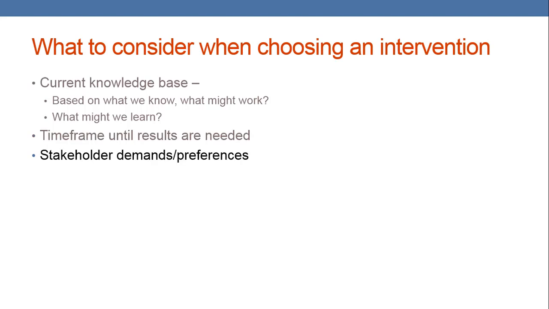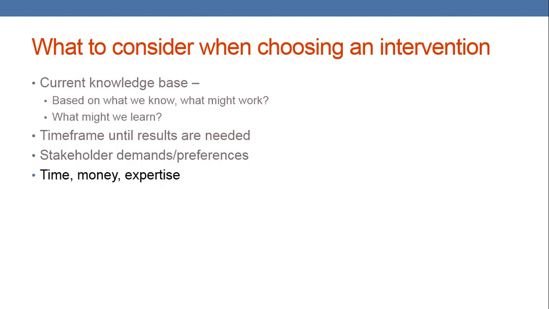You need to be thinking about who's making demands on the system, who's upset that the system is not working quite the way it should, who's wanting to see it improve, and what their experiences or expectations are around the improvement process.